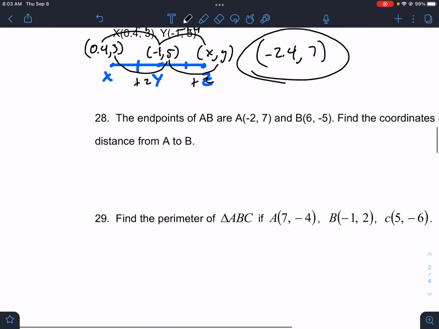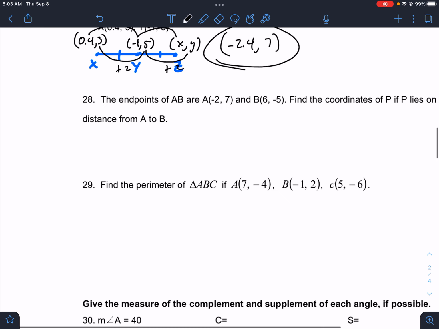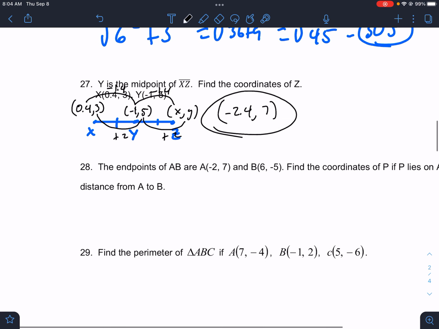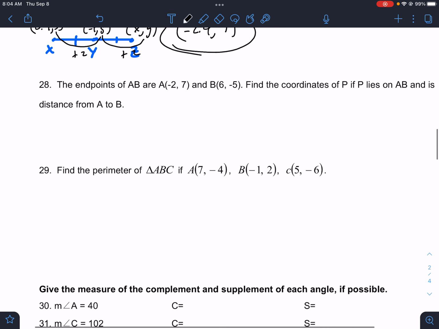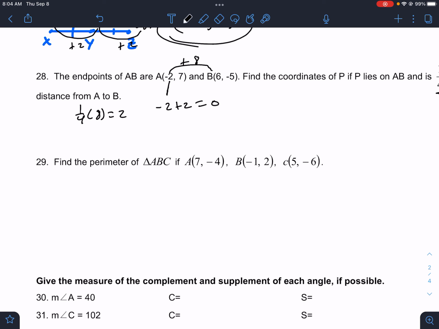The endpoints of AB are these, and P is 1/4 of the way from A to B. So this one's a little bit trickier, but it's a lot like what we just did. We're going to look at the x's. How far is it from -2 to 6? That is +8, but we're not going the whole way. How far are we going? We're going 1/4 of that. So 1/4 of 8 would equal 2. We're starting at -2, and I'm going to add 2. That's going to land me at 0.